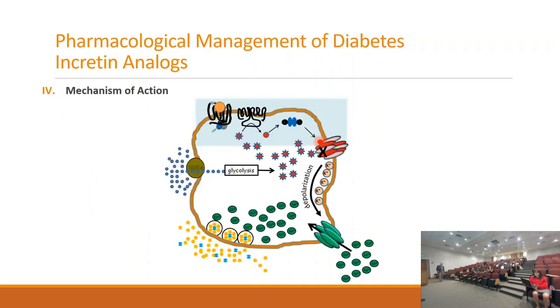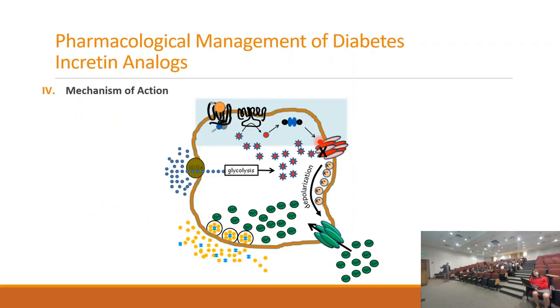If we go over to this next slide that shows a picture of our pancreatic beta cells, we're going to really focus on this light gray rectangle up here. This is where our incretin hormones work, okay?